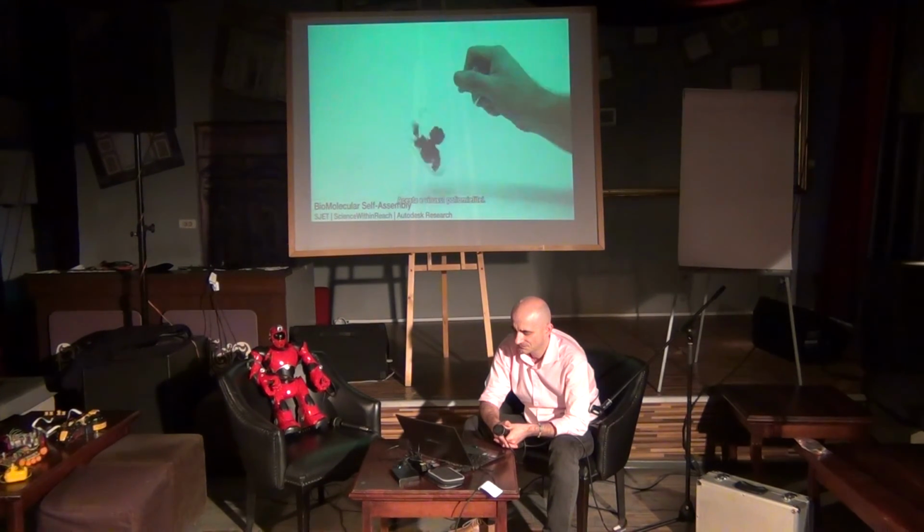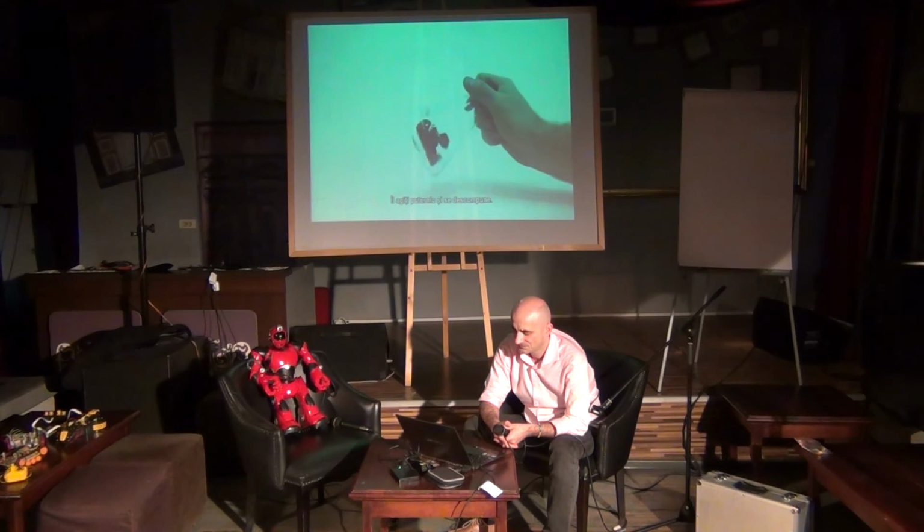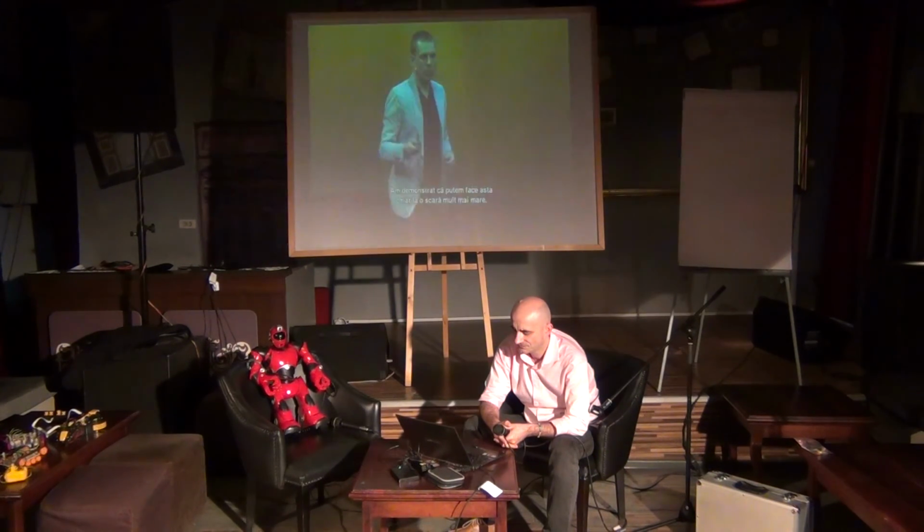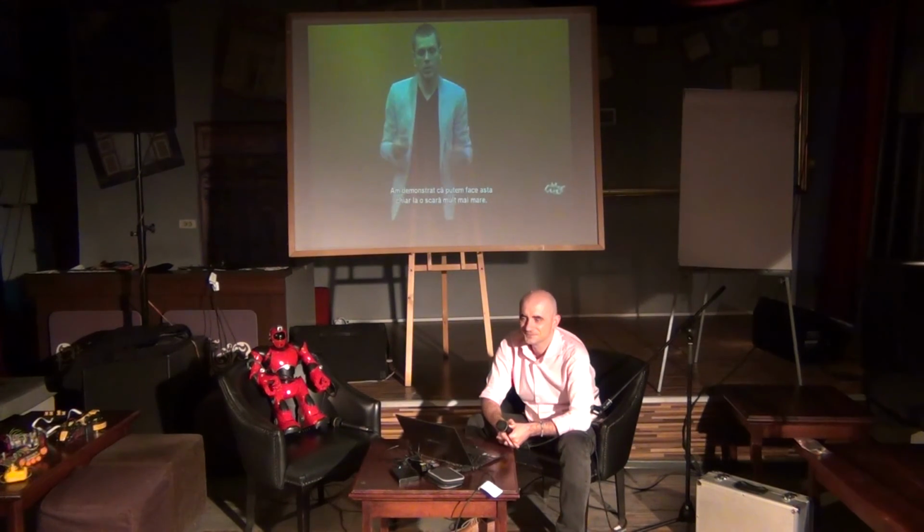This is the polio virus. You shake it hard and it breaks apart, and then you shake it randomly and it starts to error correct and build the structure on its own. And this is demonstrating that through random energy, we can build non-random shapes. We even demonstrated that we can do this at a much larger scale.